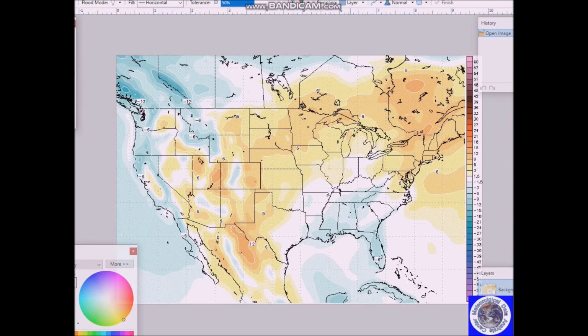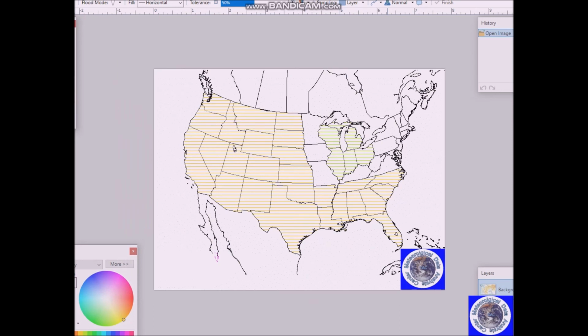And for precipitation, calling for below normal precipitation for much of this area here. Probability of occurrence is 35%. And then we have above normal precipitation for the Great Lakes region. Probability of occurrence is 35%.